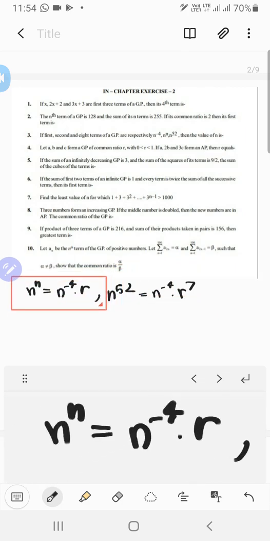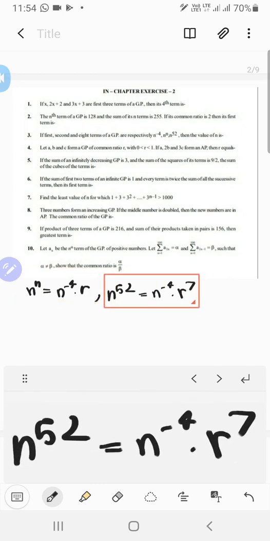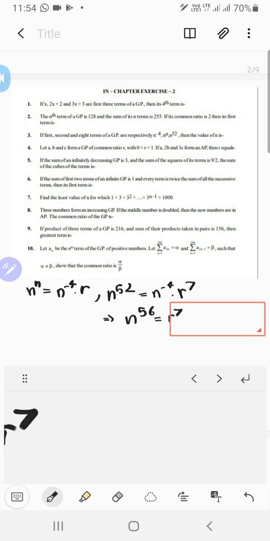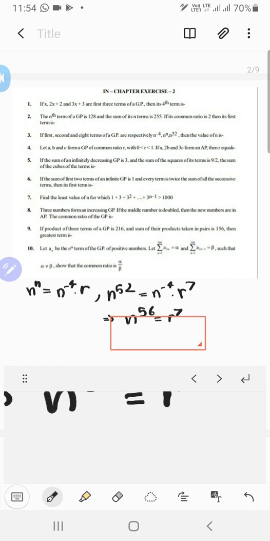So first of all, you just want to eliminate this r so that we can find an equation in n, and then we will be able to do this much better. All right, or maybe what we can do is, using this equation, we can just find the value of r. Yeah, let's try it out. So using this equation, we can say that n to the 56 is equal to r to the 7. Now if r is a real number, then we can legitimately say that r is equal to n to the 8.